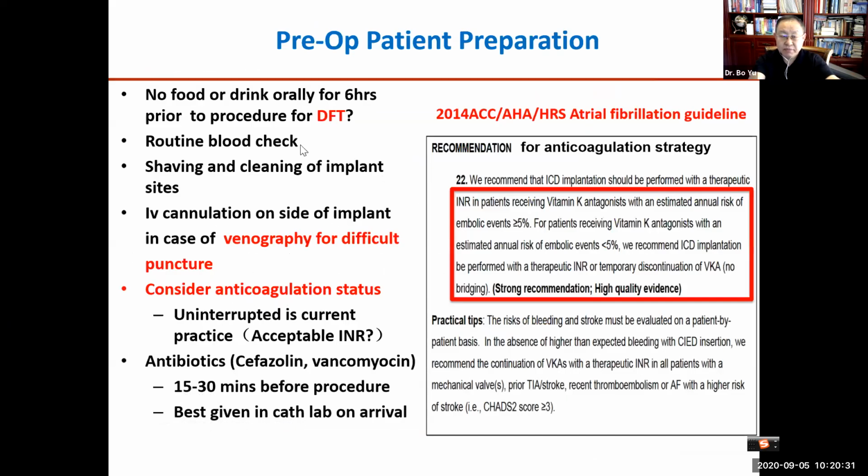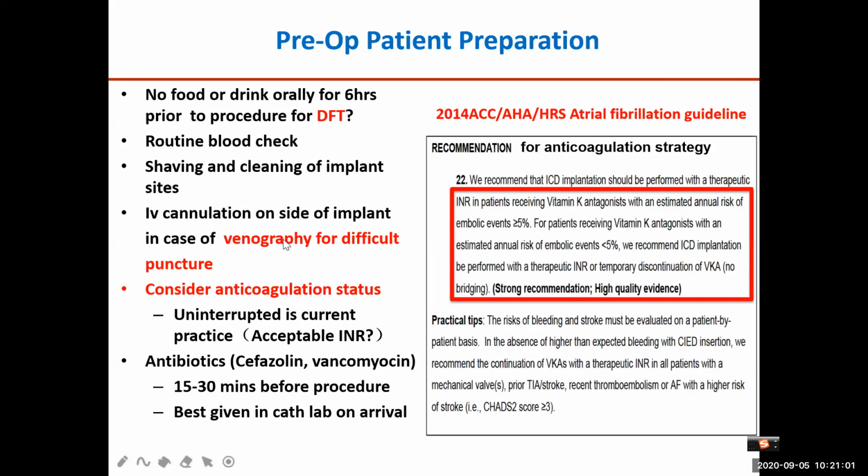Pre-operation preparation. If you want to give the patient a DFT test, you may ask the patient not to have food or drink 6 hours before the procedure. Do a routine blood check, shaving and cleaning, and also intravenous cannulation on the site of implantation, usually on the left side, in case of venography for difficult punctures.